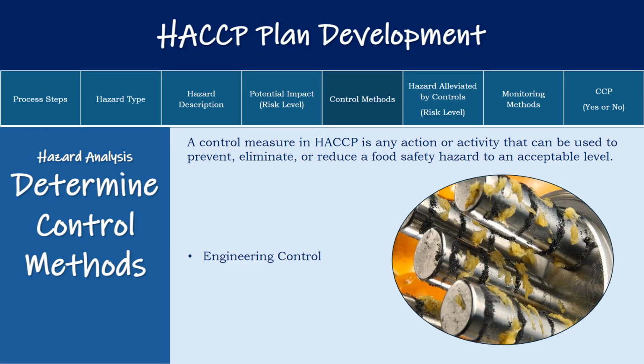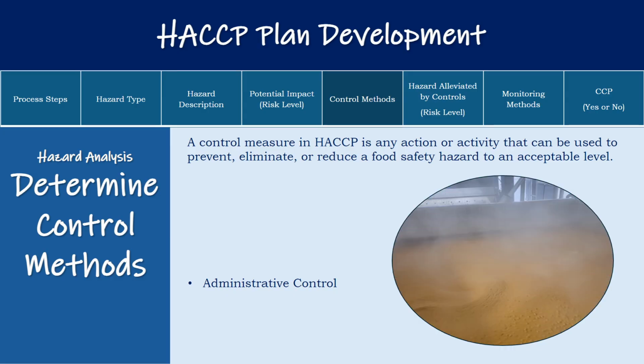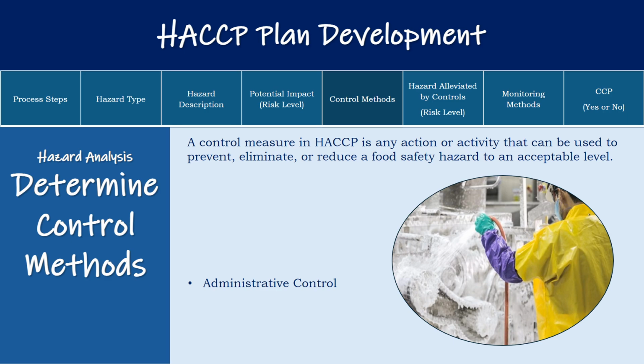Examples would be using a metal detector to kick off material containing metal, using magnets to collect metal, or screens to strain foreign materials. Administrative controls change the way work is done or give workers more information by providing the workforce with relevant procedures, training, or warnings. Increasing cooking temperatures as a microbial kill step, improving sanitation processes, or reinforcing hygiene practices are all examples of administrative controls.